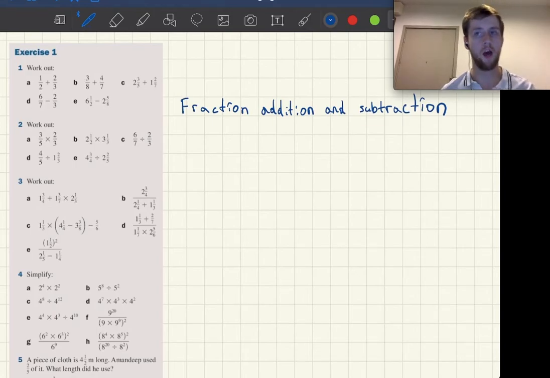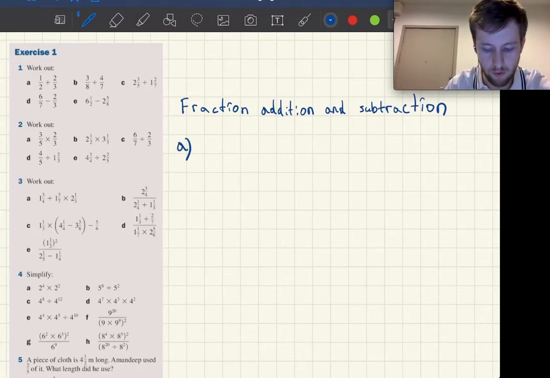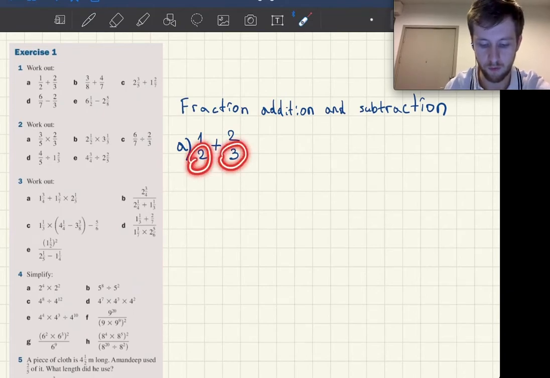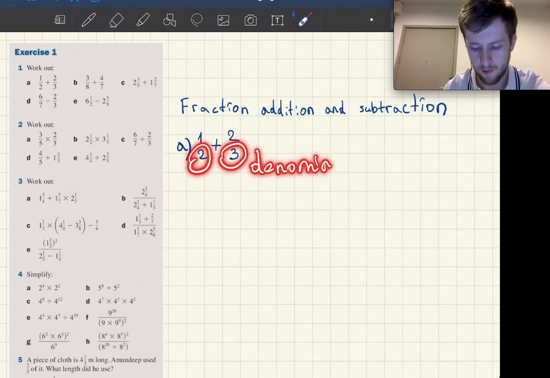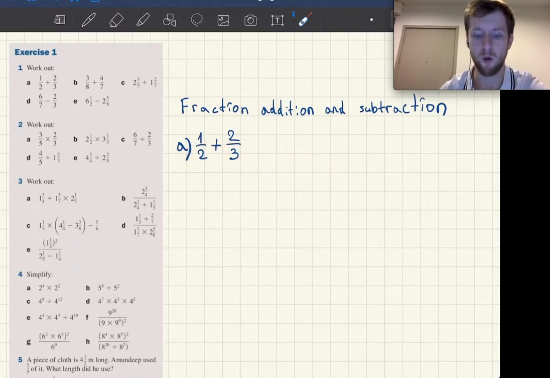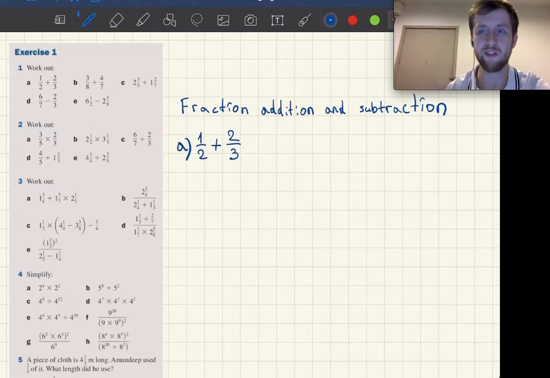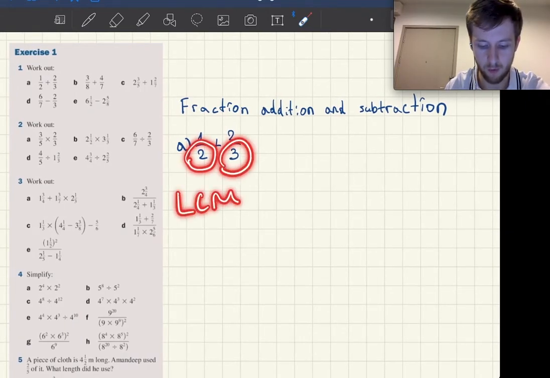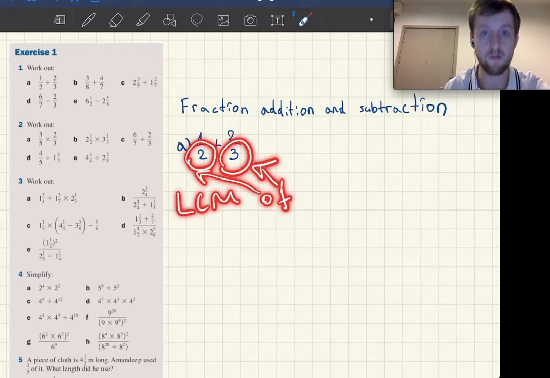In number one we have various exercises. So let's say we do 1/2 plus 2/3. How are we supposed to add the fractions? We have to find a common denominator to do that. So we have to make the bottom part, which we call the denominator, the same in both of these fractions. So the way to do this is we have to multiply them by something, and we have to find the LCM of 2 and 3.